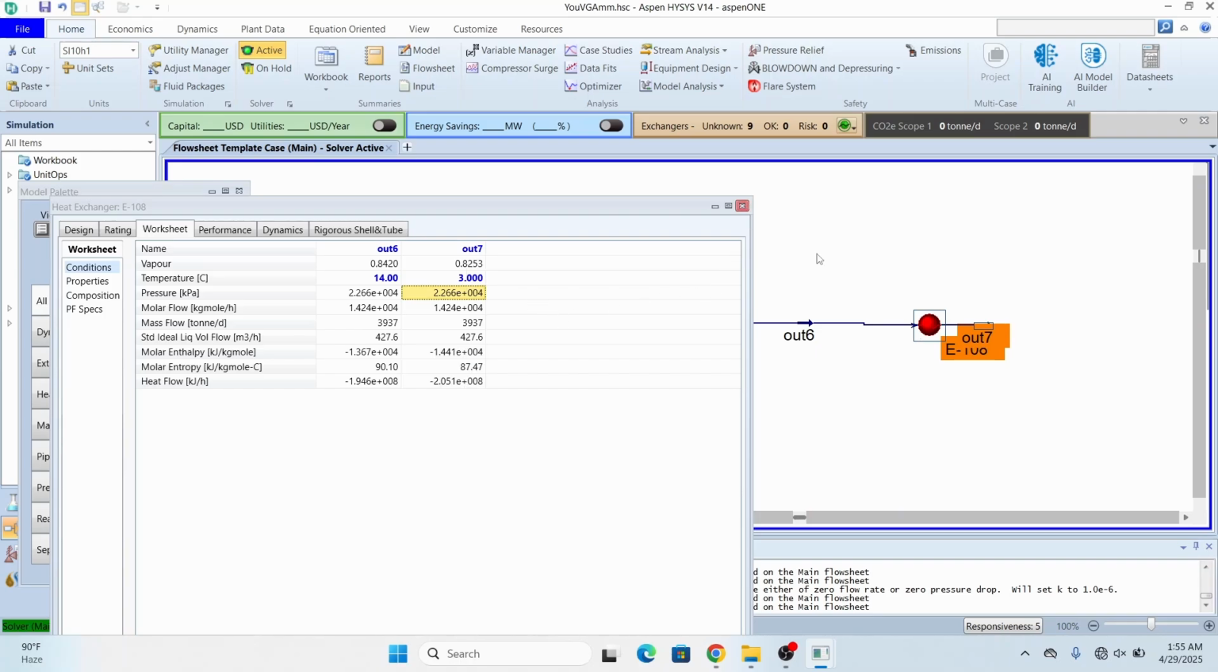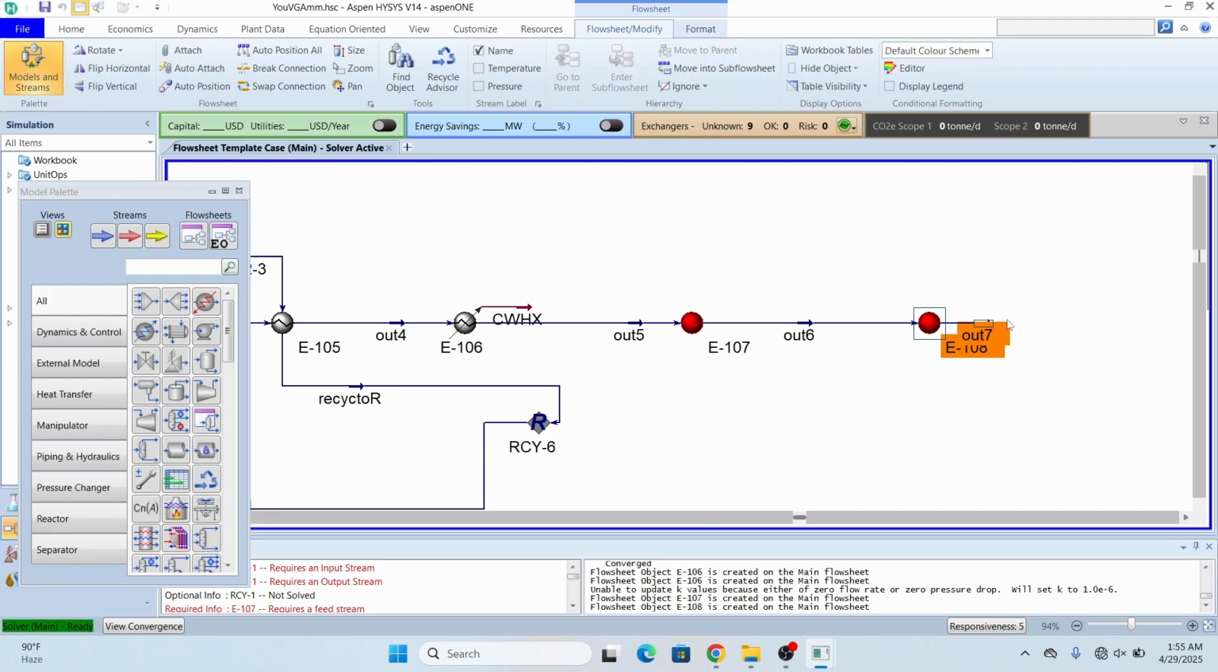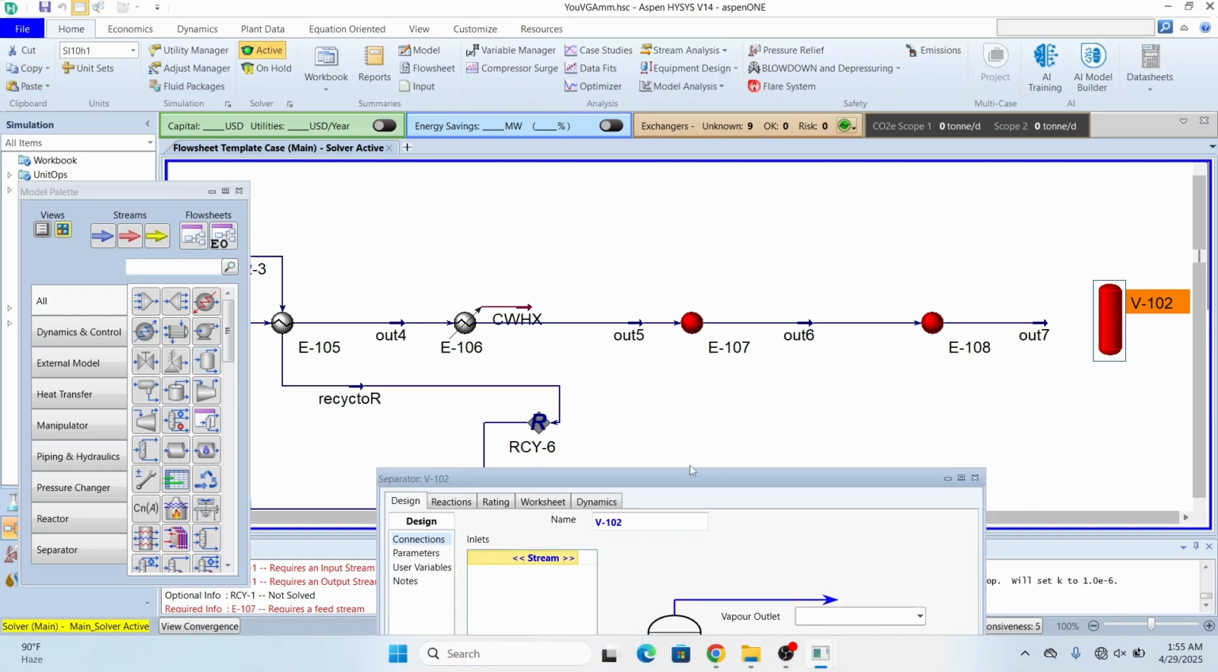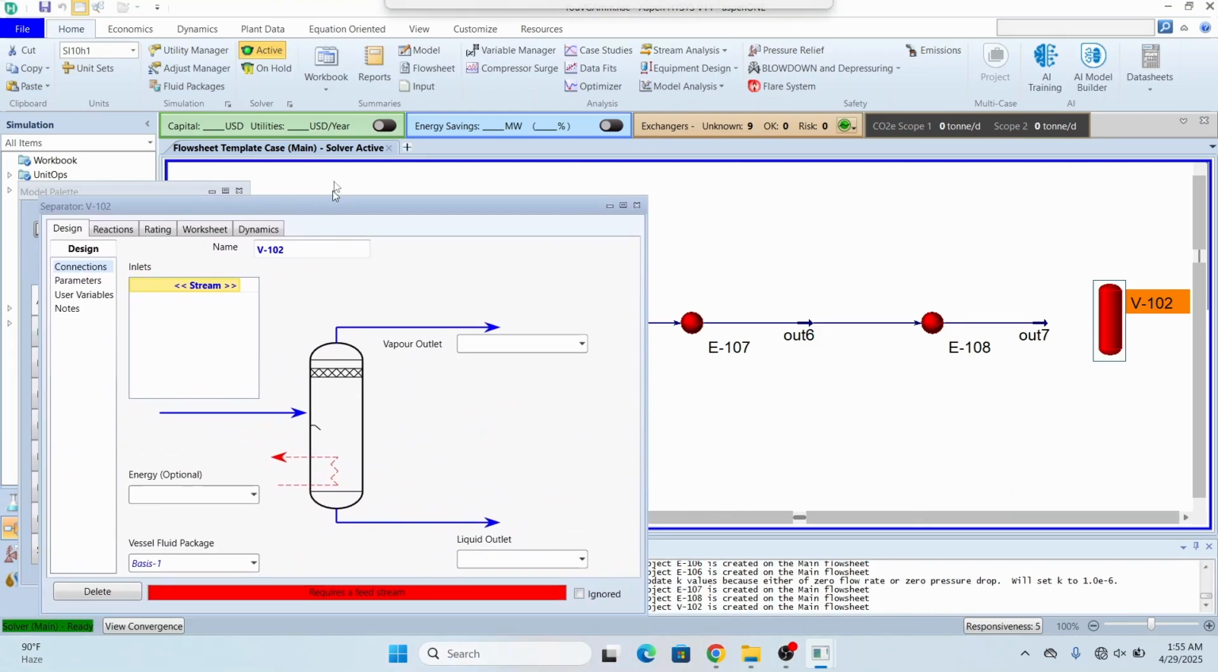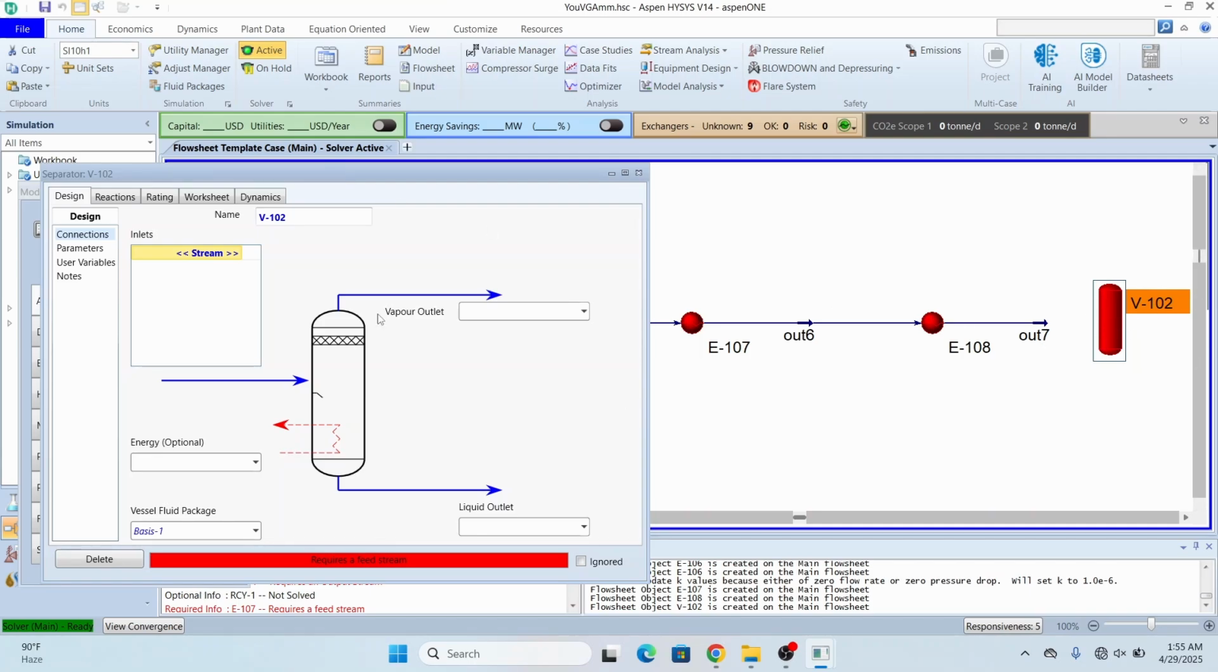So now we have decreased the temperature to 3 degrees, and we are good to go and apply a separator over here. I will press this separator, and this will be our ammonia separator. That was the ammonia separator that I deleted at the start of the video. So this is out 7. Top will be our recycling gases, and at the bottom will be our ammonia. So you can write liquid ammonia.